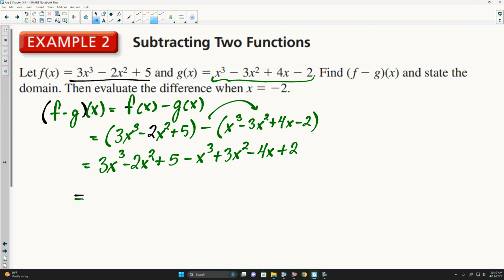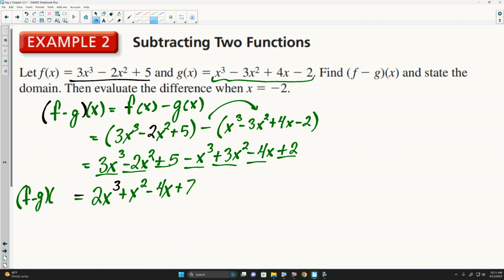And finally, combine like terms. 3x cubed minus x cubed is 2x cubed. Then we go to the next one, negative 2x squared plus 3x squared is going to be plus x squared. We don't have an x term in f of x, but we do have negative 4x in g of x. And lastly, we have 5 plus 2 is plus 7. So f minus g of x is 2x cubed plus x squared minus 4x plus 7. That's it.